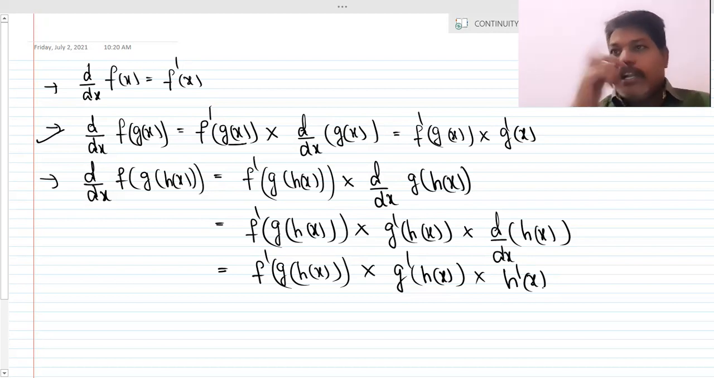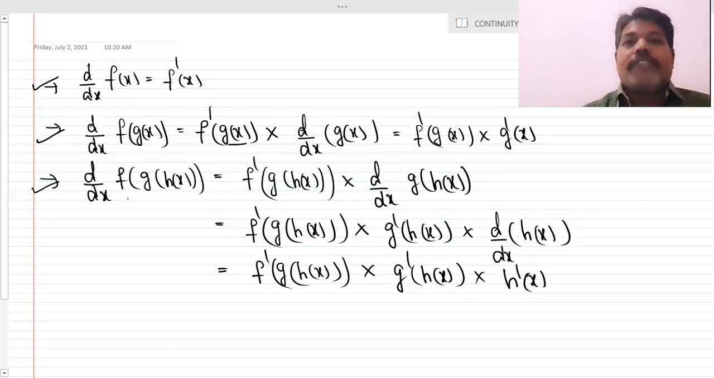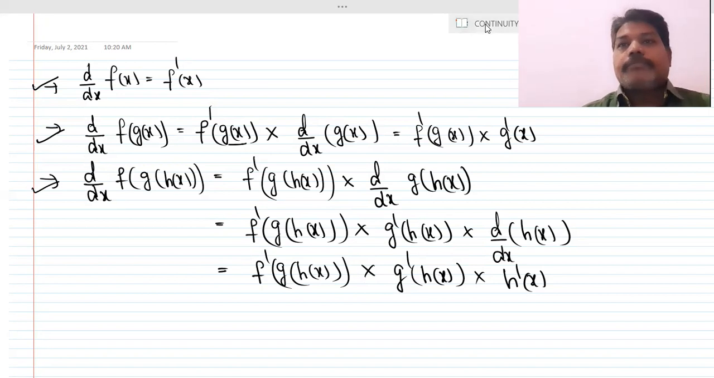See that one, students? Derivative of f of x is nothing but f dash of x, and derivative of f of g of x is f dash of g of x into g dash of x. Similarly, derivative of f of g of h of x will become f dash of g of h of x into g dash of h of x into h dash of x. So these are the three formulas we are going to use in the exercise. Okay, students?